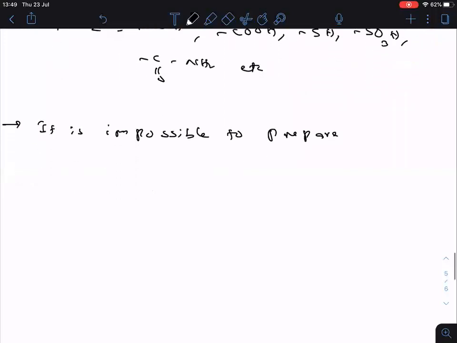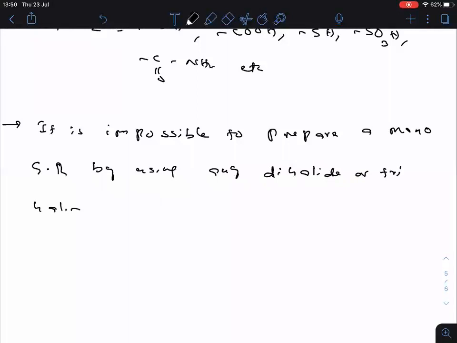It is impossible to prepare a mono-Grignard reagent. Mono-Grignard means only one RMgX should be there. A mono-Grignard reagent by using any dihalide or trihalide. What is this dihalide? I'll explain.